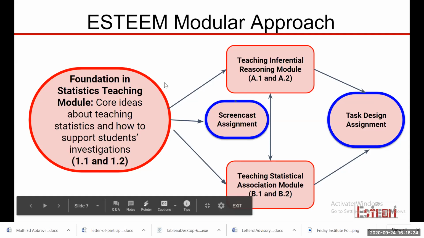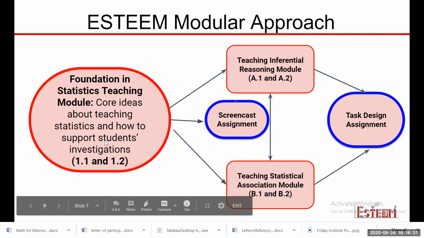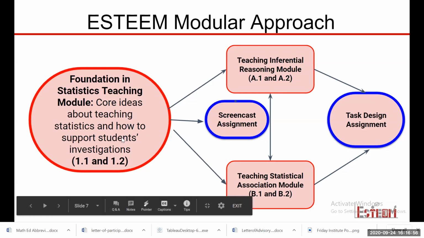All right, so the foundation module contains what we see as the starting place and should be the essentials. And we absolutely built the inferential reasoning module and the association module, assuming that people have done the foundation module. So if you choose to skip that, there are most likely going to be things referred to that your students are going to be like, I don't know what that's referring to or what that's talking about. All right. So you need to think kind of carefully about that if you choose to do that.